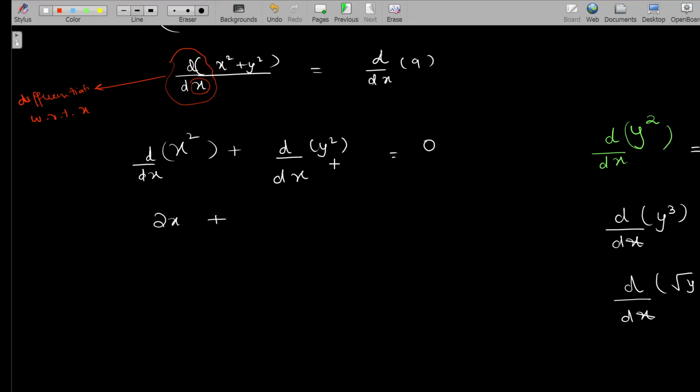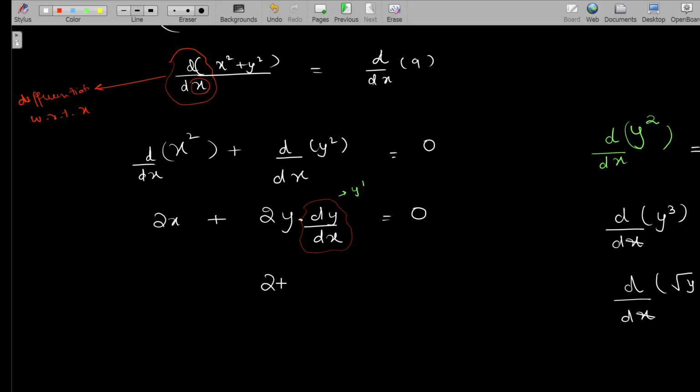This will be 2y times dy over dx equals 0. Okay, and remember you have to find the value of dy over dx. So we will try to isolate this dy over dx. This is your y prime. Okay, so how can we isolate dy over dx?